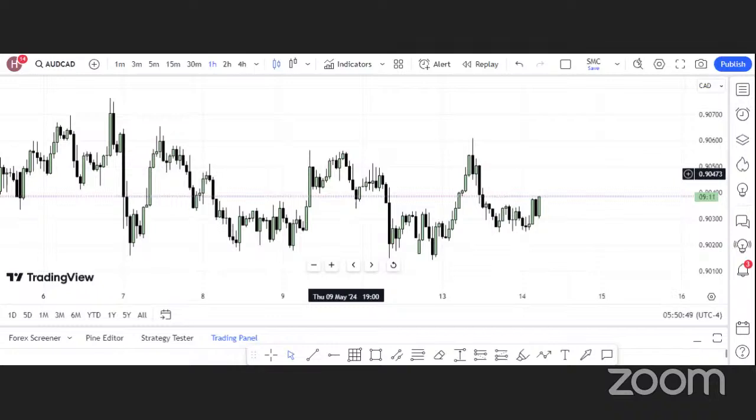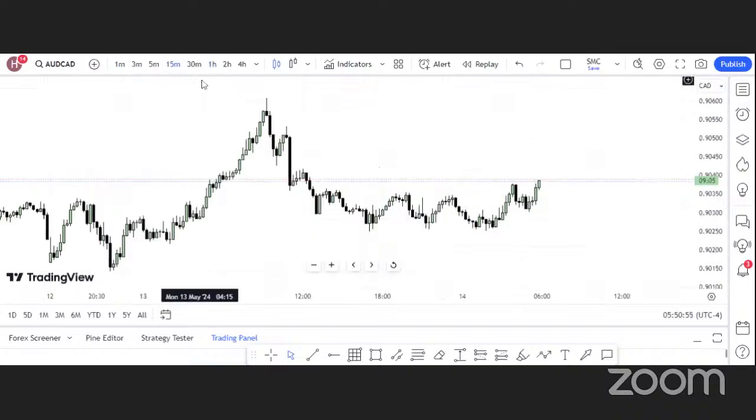Okay, just look for areas where the market has previously rejected from. Now let's go down to a lower time frame. So we were previously on the 1 hour time frame.